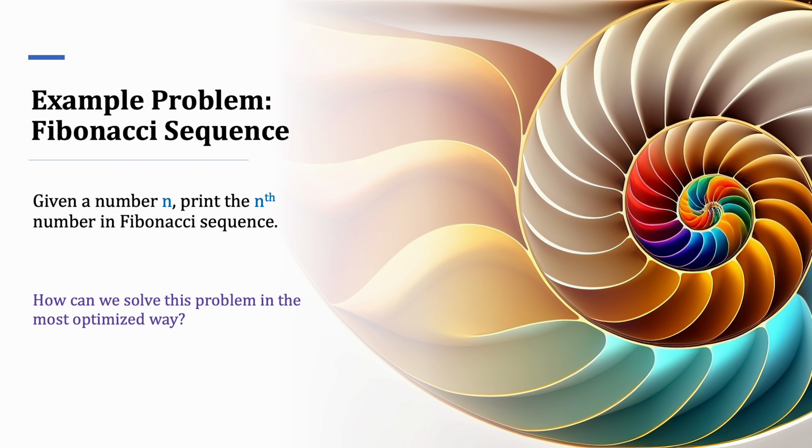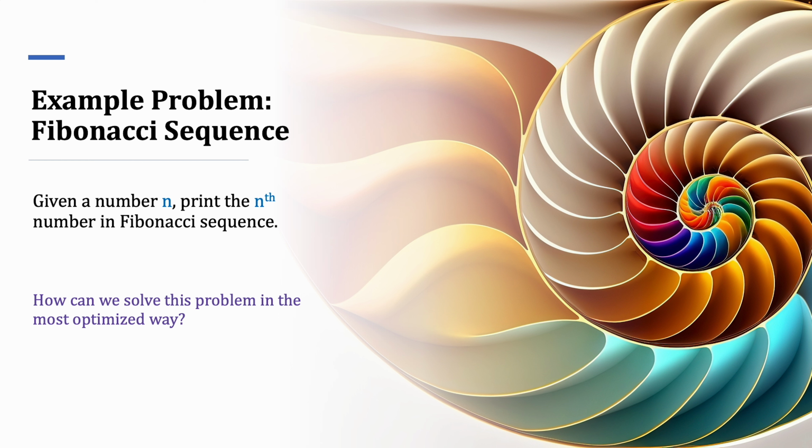So the very first example, we want to start with something simple, and then we want to take it from there. So the very first example I have for you here is the Fibonacci sequence. Given a number n, print the nth number in the Fibonacci sequence. Okay, so if you don't remember the Fibonacci sequence, I have it here for you.